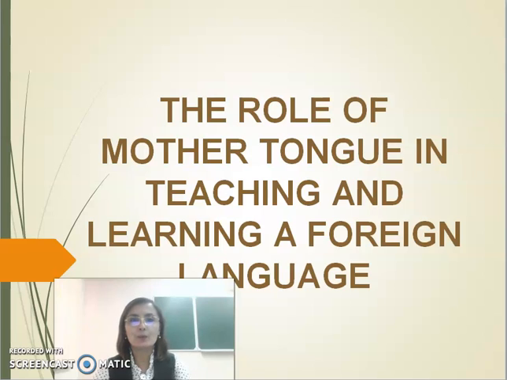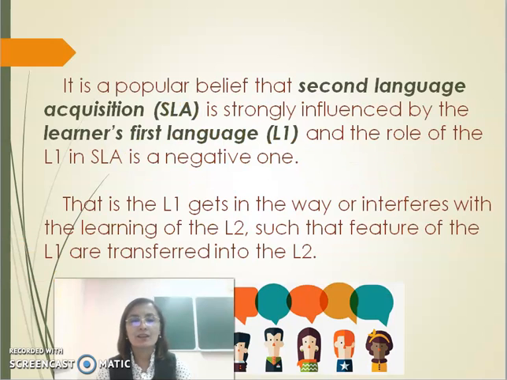Dear students, today we will speak about the role of mother tongue in teaching and learning a foreign language. It is a popular belief that second language acquisition is strongly influenced by the learner's first language, and the role of the first language in second language acquisition is a negative one. That is, the first language gets in the way of or interferes with the learning of the second language, such that features of the first language are transferred into the second language.